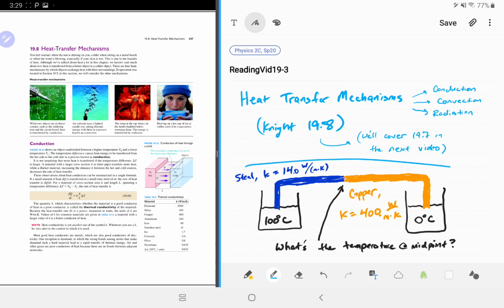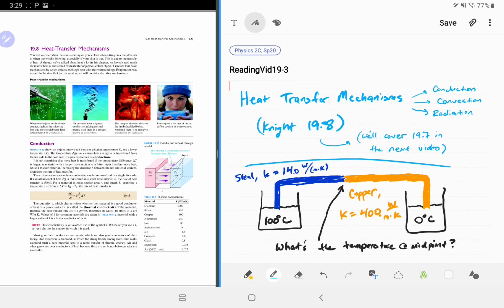And the reason for that is it's going to tie in pretty readily with the one video that we'll have for chapter 20. So you should probably plan on watching 19.7 and the chapter 20 video soon after one another because they're on a related topic. Okay, so this section is all about heat transfer mechanisms.